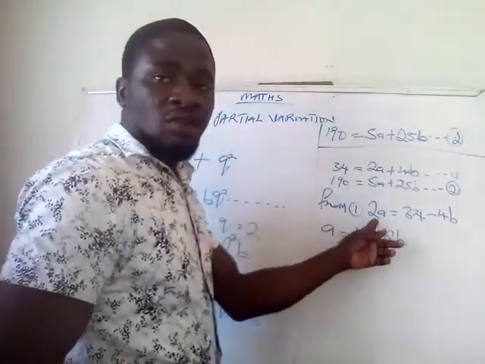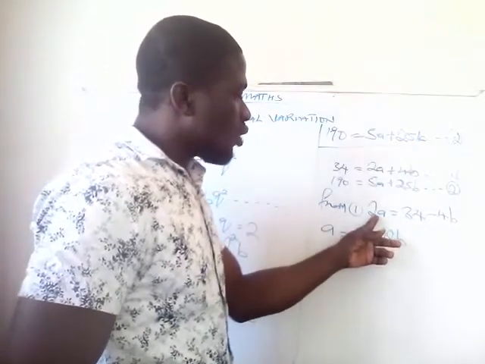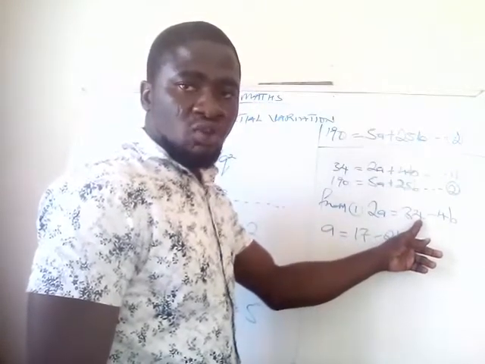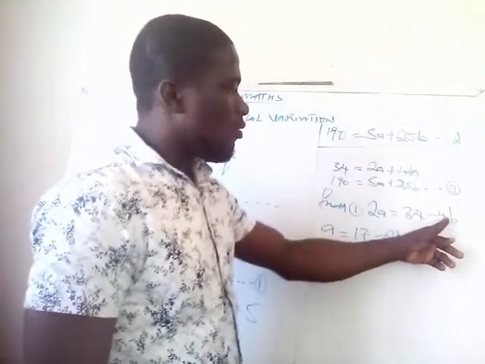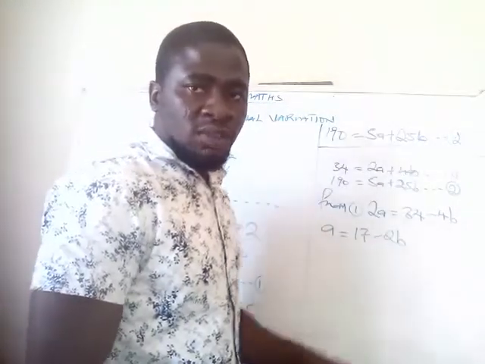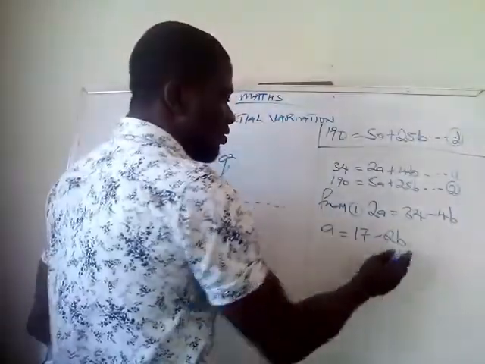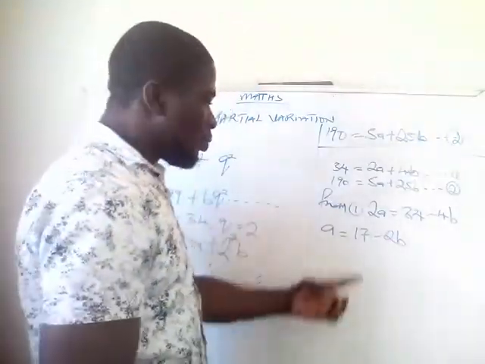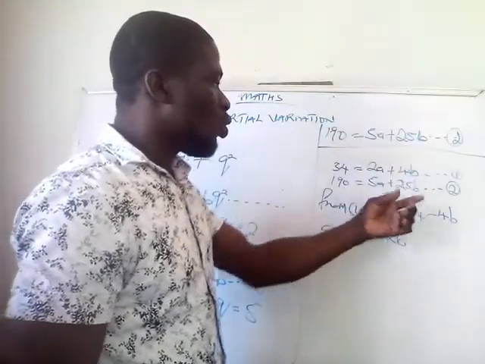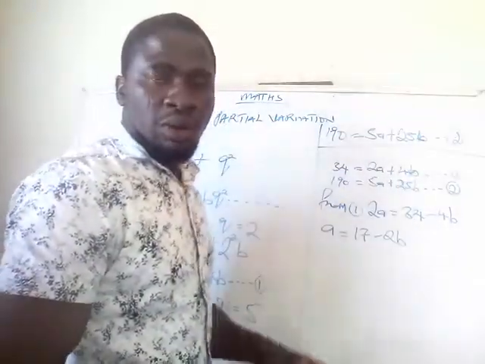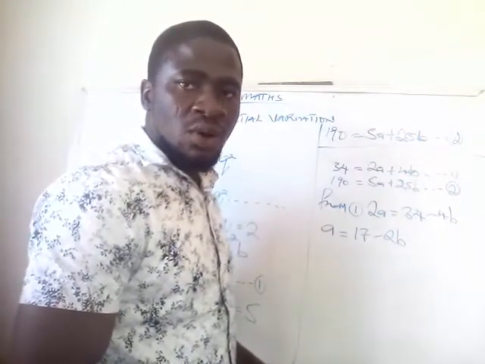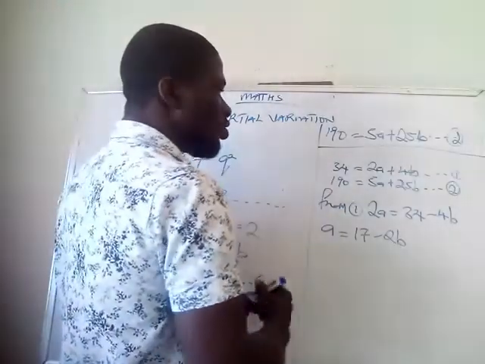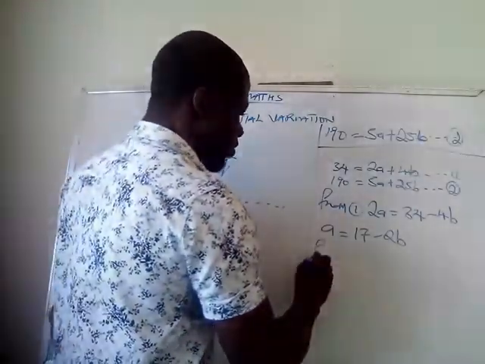That is, 2A divided by 2 gives only A, 34 divided by 2 gives 17, and 4B divided by 2 gives 2B. So this is our value of A. Now we put this into equation 2. Wherever you see A, you remove that A and put the value of A, that is 17 minus 2B. We continue from equation 2.